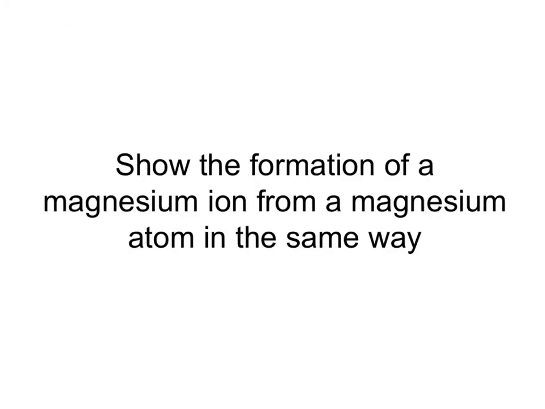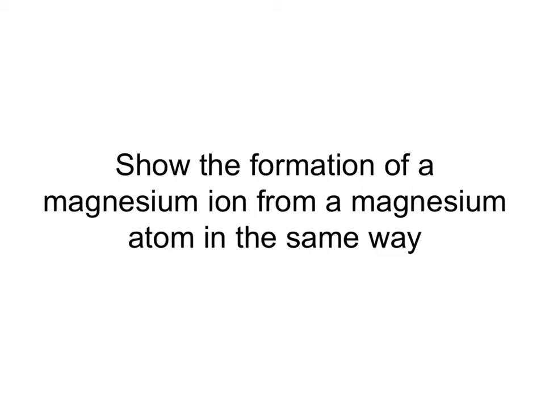So metal atoms lose small numbers of electrons to get a full shell and end up with a positive charge. Non-metals gain a small number of electrons to get a full shell and get a negative charge. Let's show the formation of a magnesium ion from a magnesium atom in the same way. If you want to stop the video, please do so, have a go yourself. But you'll need a periodic table.